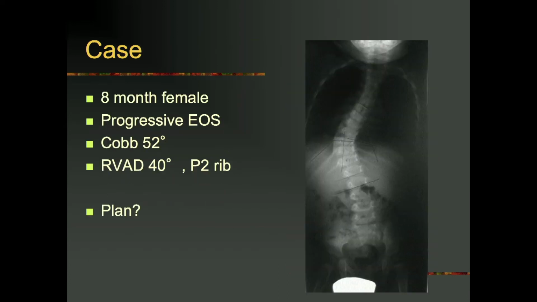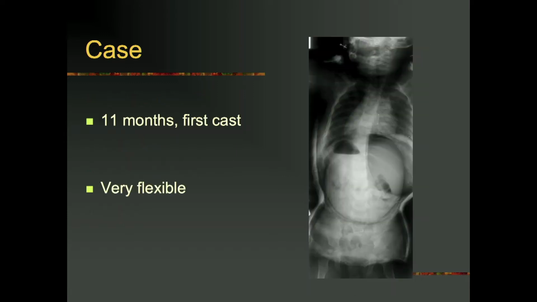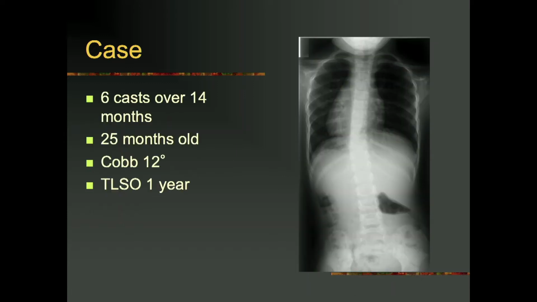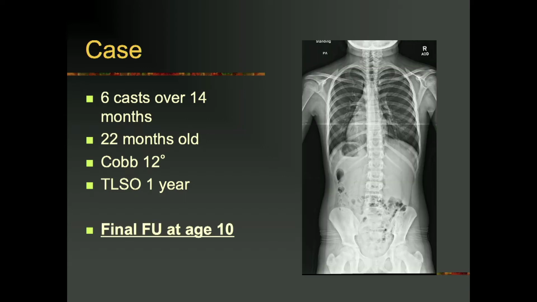So here's a case from Dr. Destu's practice. This was an 8-month-old female. She had a column angle of 52 degrees, RVAD, highly suggestive of progression, as well as a phase 2 rib. At 11 months of age in her first cast, she was noted to be really flexible. She had 6 casts over just over a year. She's got a 12-degree curve at just over 2 years of age, and she was subsequently braced for a year. And seen at final follow-up at the age of 10 with a little bit of spinal asymmetry, but she looks pretty good. And they obviously don't all go like that, but that's sort of the poster child for what we're hoping for.